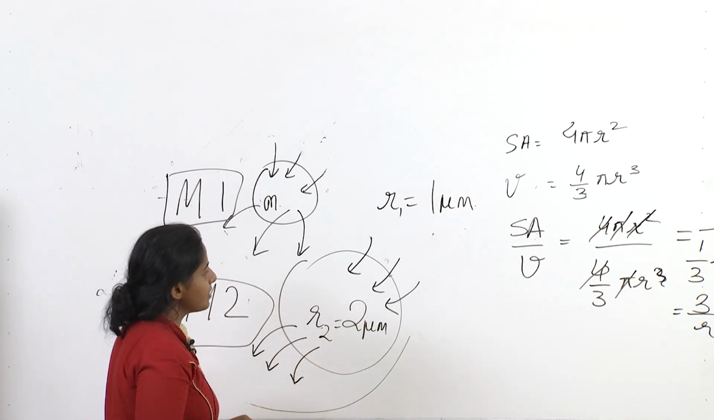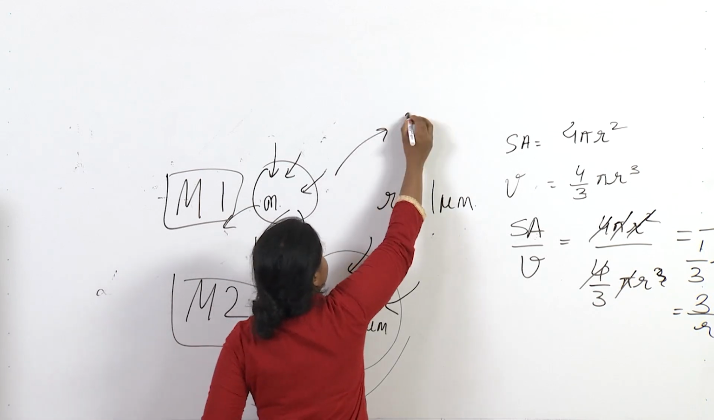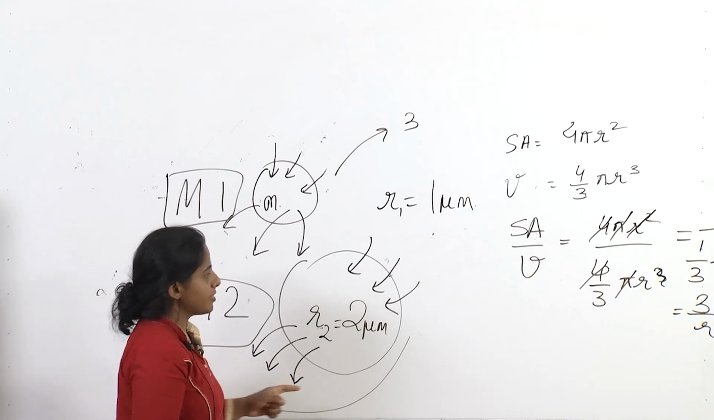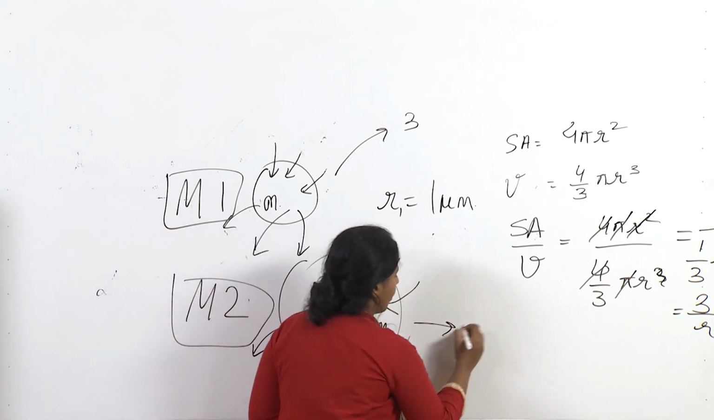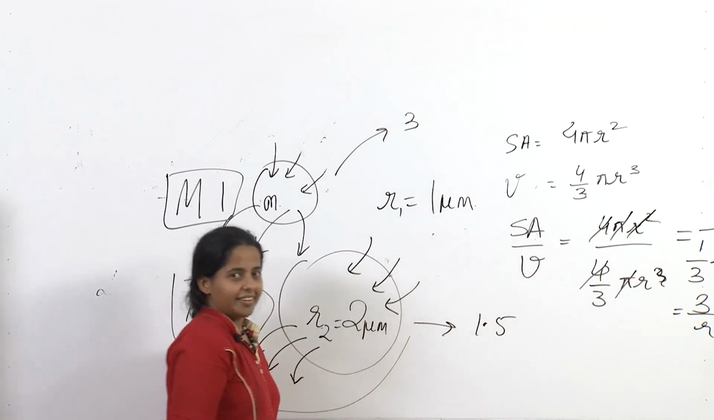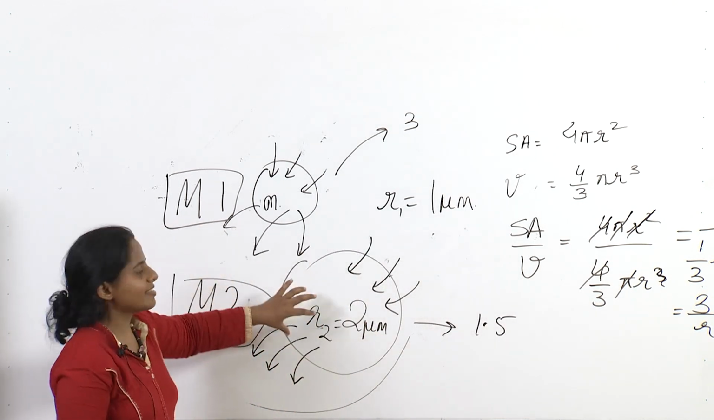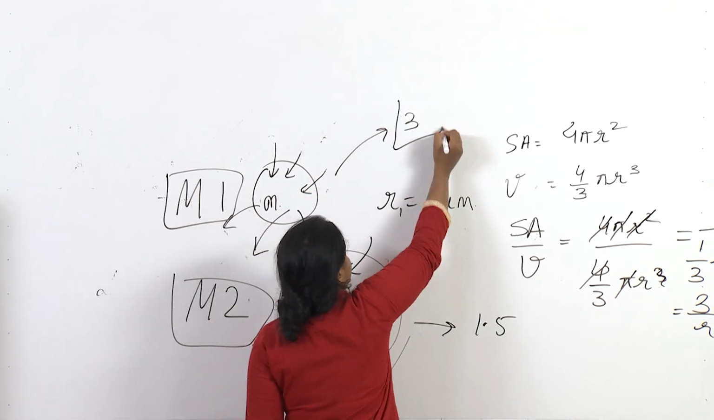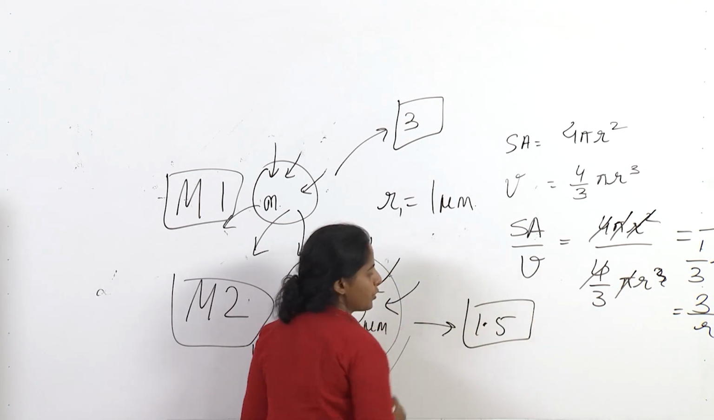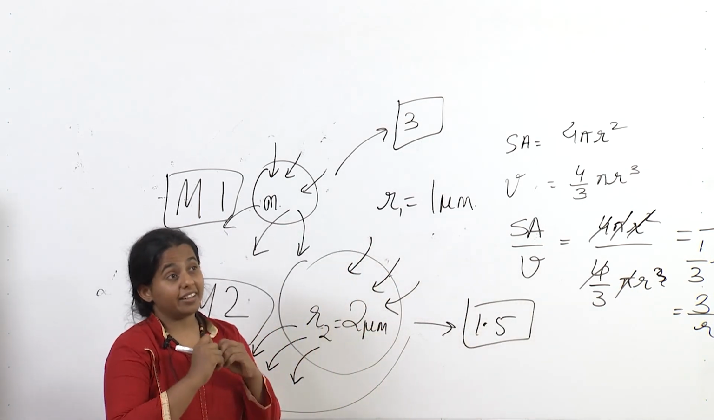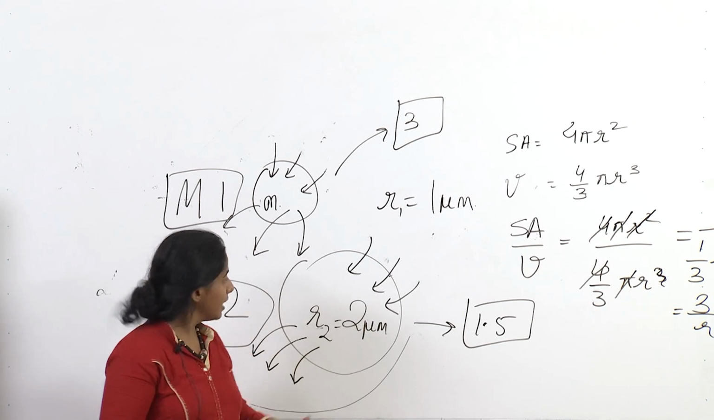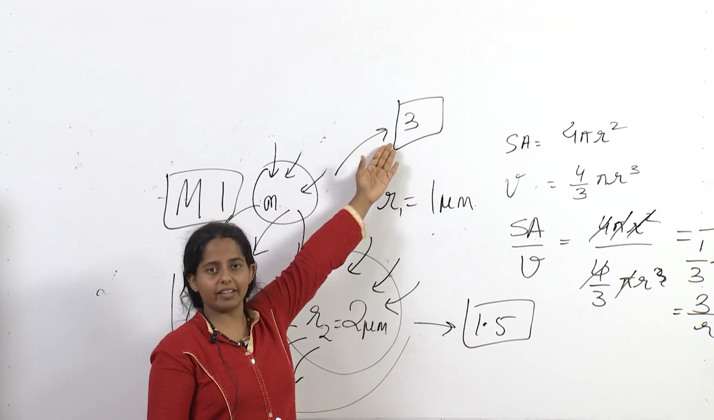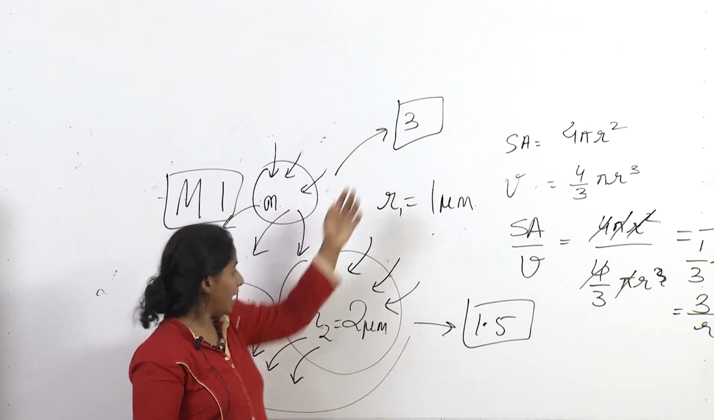For M1, the surface area to volume ratio would be 3 by 1 micrometer, so basically 3, right? For M2, the surface area to volume ratio would be 3 by 2, or 1.5. So we can notice here that when it becomes twice the size, its surface area to volume ratio reduces by half. Here it has a surface area to volume ratio of 3, here it has 1.5. So from a logistic perspective, microbe 1, with half the radius, is twice as likely to succeed in any environment than microbe 2.